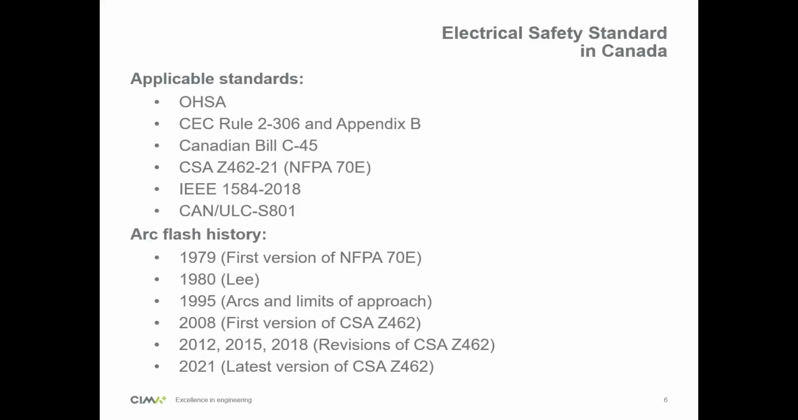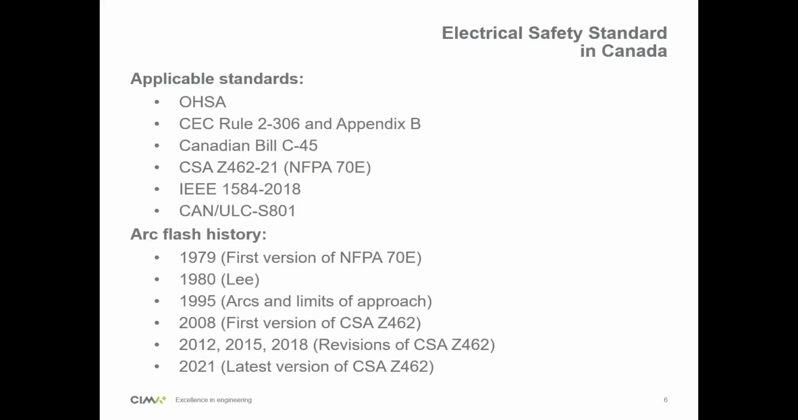Other applicable standards: we have the Canadian Bill C-45 that puts the law down and explains the liabilities of the employees and the employers, who's responsible when there's an arc flash event, when there's injuries or death in the workplace. And the CSA Z462 is the electrical safety standard that applies in Canada. It's based upon the NFPA 70E, from the National Fire Protection Association, the US agency. So it's very based upon NFPA 70E. Both standards are very similar.